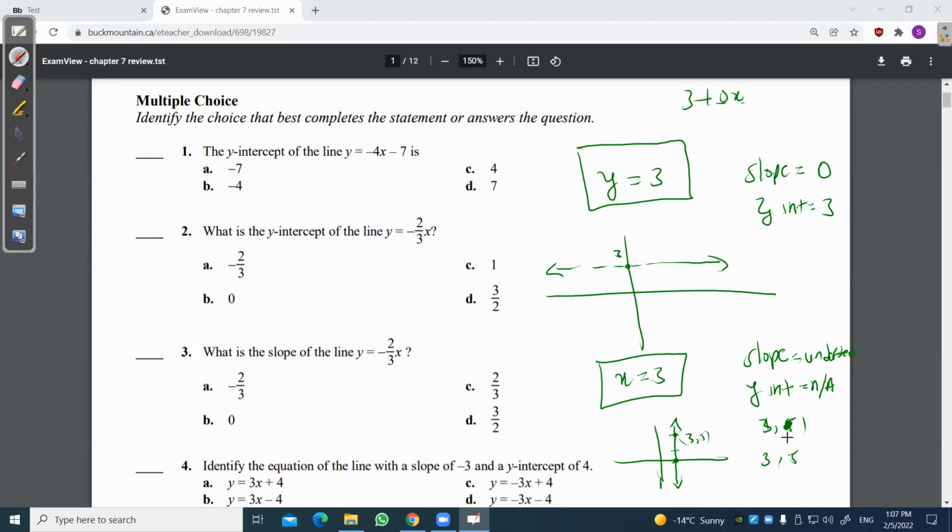3 and 1. Now, when you go to find slope of this, what's the formula for slope? It's rise over run, yeah? Or it's y2 minus y1 over x2 minus x1. Now, if you do this, y2 is 5. 5 minus 1 over 3 minus 3. You get 4 over 0. What is 4 over 0 equal to? It doesn't really equal anything. It's undefined. You cannot divide by 0.